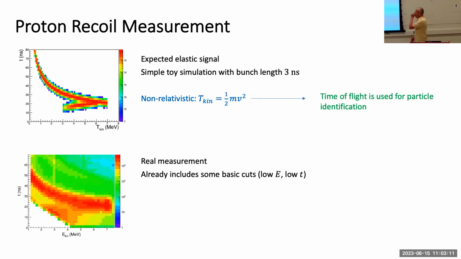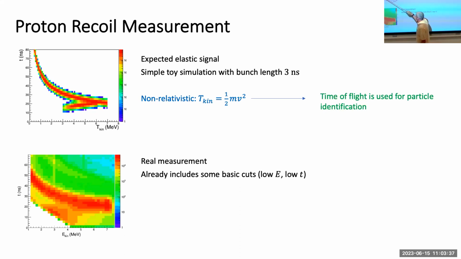So talking a little more about the measurement itself. So let's start with a simple toy Monte Carlo. There's really not much in here. It's just a toy Monte Carlo that assumes a certain bunch length, bunch width, and detector resolution, energy resolution. And what you can see here are the basic features of what we're trying to measure.